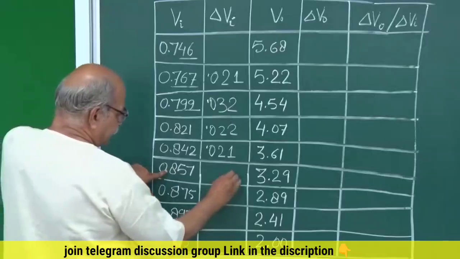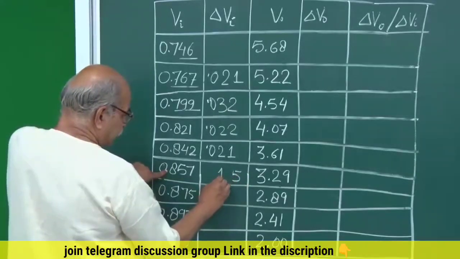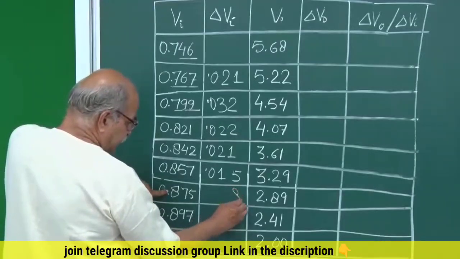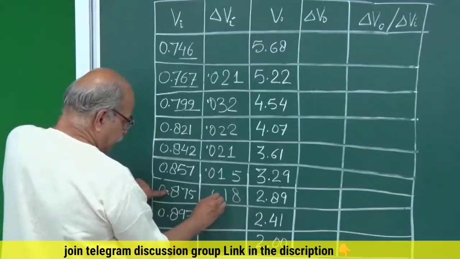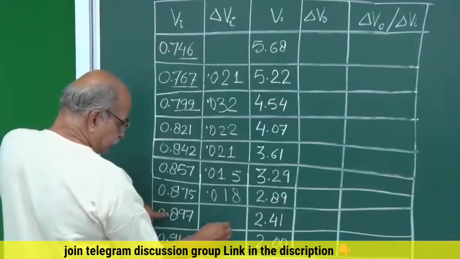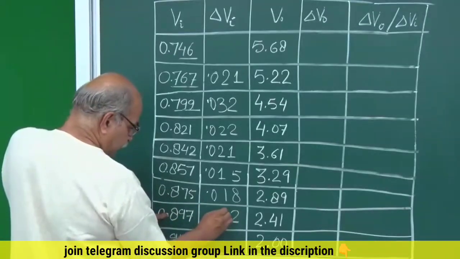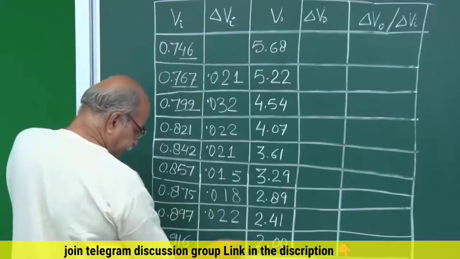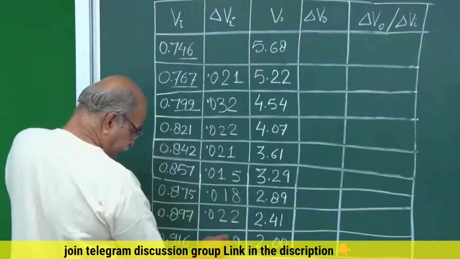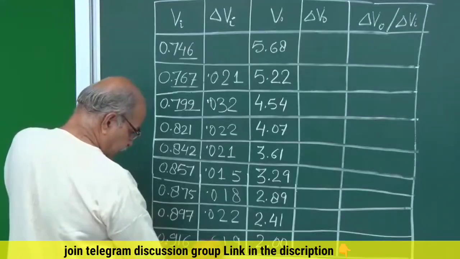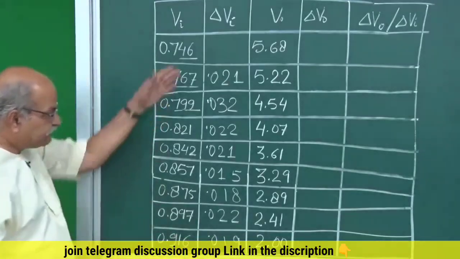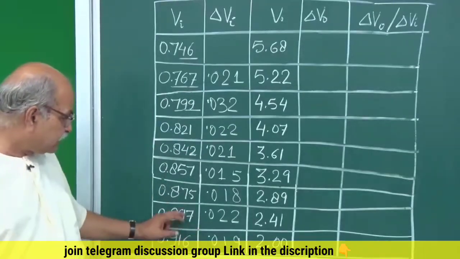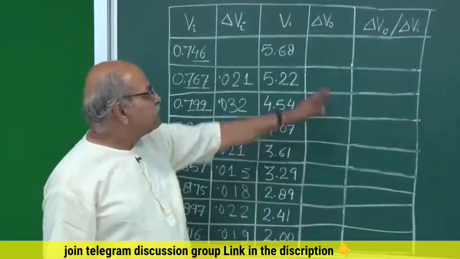Then it is 5 here, 1 here and 0 here. Then it is 8 here, 1 here and 0 here. And here it is 2 and 2 and 0. And here it is 9 and 1 and 0. Please check, please verify if this subtraction is correct. This minus this should be here, this minus this should be here, and so on. Similar thing we have to do here.